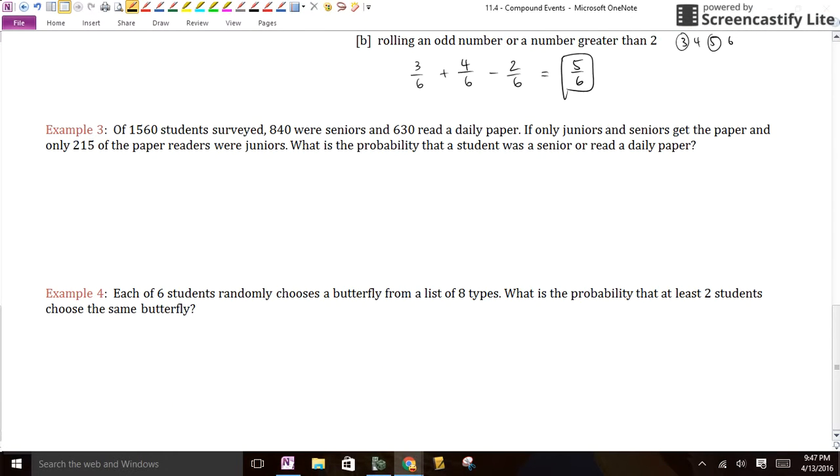All right, nice work. Now let's go on to example 3. Now here's the problem. You got 1,560 students that are surveyed. They're juniors and seniors, and 840 were seniors and 630 read the paper.